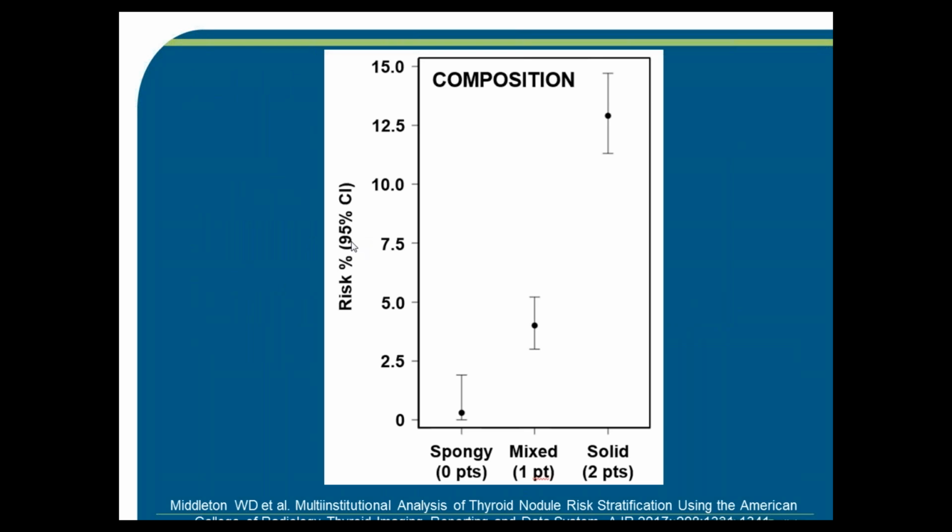So this is a figure similar to the one that Franklin showed you earlier, and it comes from the SRU study that he mentioned. On all of these figures, the risk of cancer in percent is shown on the vertical axis, and then the point distribution is shown on the horizontal axis with the lower points to the left and the higher points to the right. And here you can see the solid nodules with the higher point value have a higher risk of malignancy than the mixed or the spongy nodules.